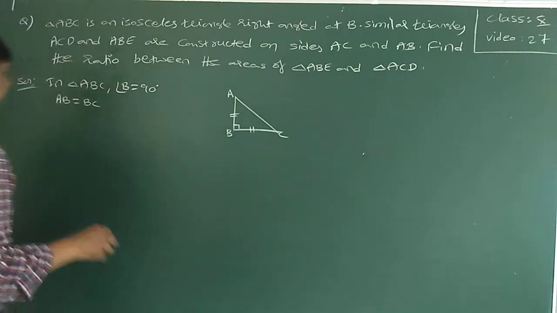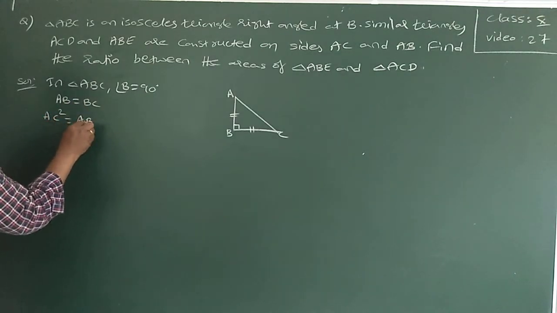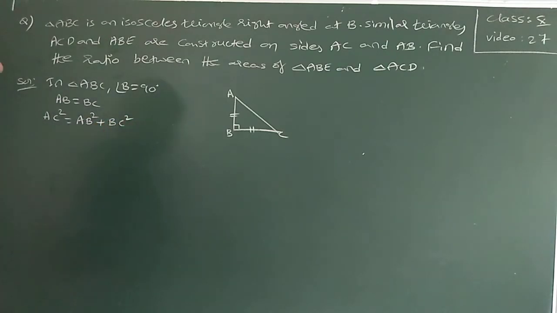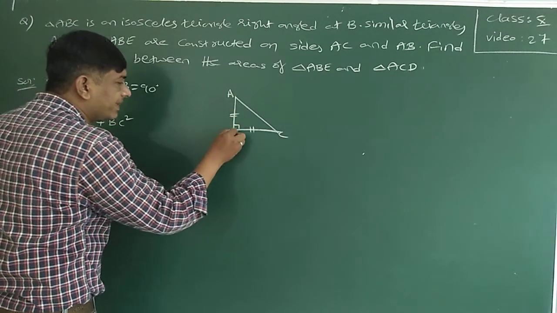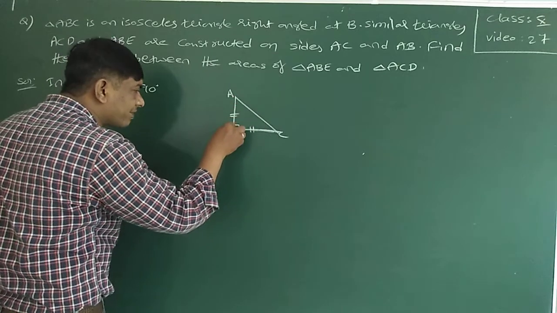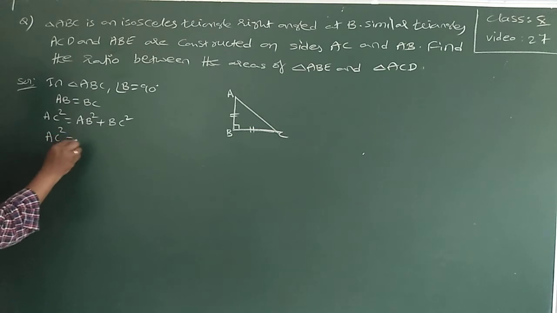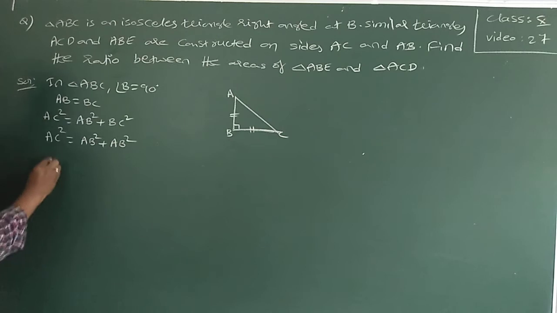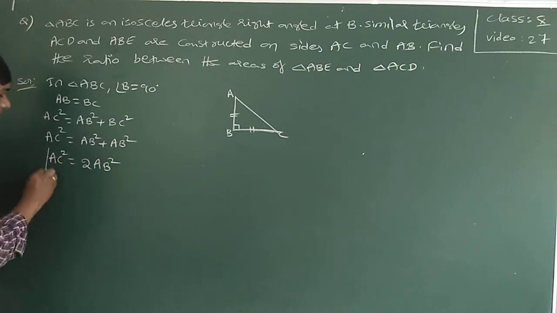Okay. Now, using that, AC square is equal to AB square plus BC square. Since one triangle is drawn on AB, I am going to convert BC also in terms of AB only. AC square is equal to AB square plus AB square. AC square is equal to 2AB square.